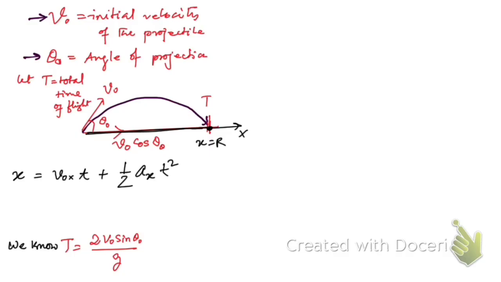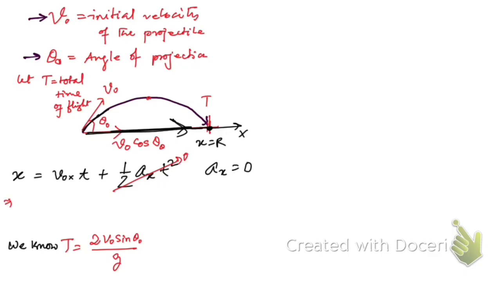So now here you see, we know that in this projectile the acceleration along the x-axis is 0. So here ax is equal to 0, because the acceleration is only the acceleration due to gravity, that is g. So ay is minus g. We don't need this for the timing. So that's why this term is going to be equal to 0.